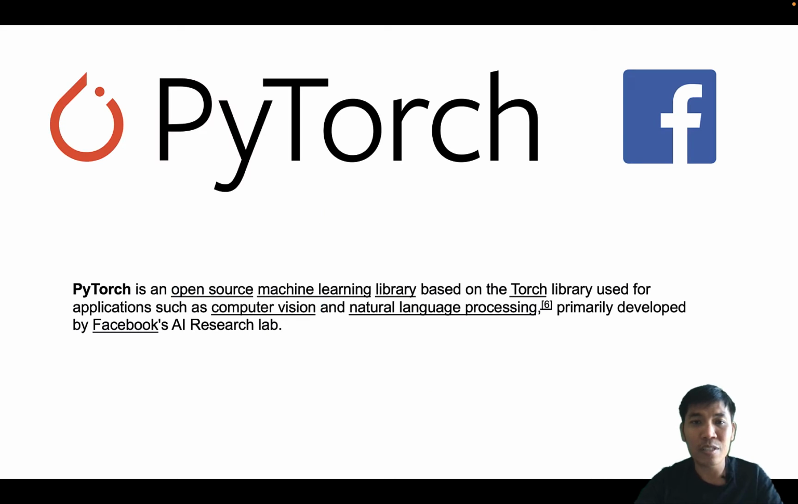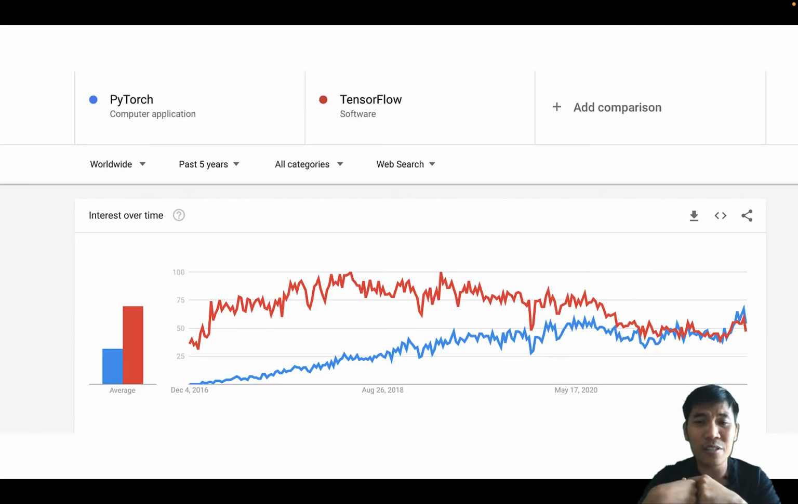And actually there is another open source AI from Facebook. Now it's really popular. It's called PyTorch. Torch, that means you have the torch. You can create the light from Python. PyTorch is an open source machine learning library based on the Torch library, and you can use it. It's really good for computer vision and natural language processing, and it's primarily developed by Facebook AI Research Lab. If we compare, this one is the Google Trends. I just got it yesterday.